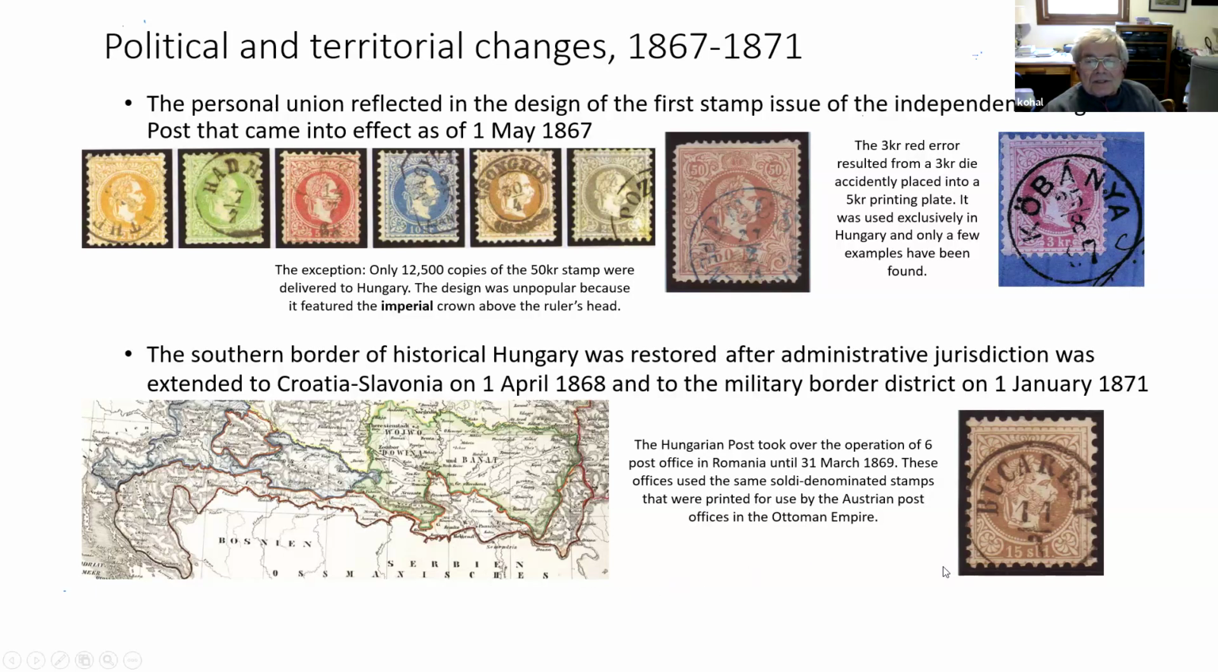As an aside, in the lower right corner, the Hungarian Post inherited 6 post offices in Romania and operated them until March 31st of 1869. These stamps used in those post offices were denominated in soldi. They were the same stamps that the Austrian Post used for their offices in the Ottoman Empire at the time.